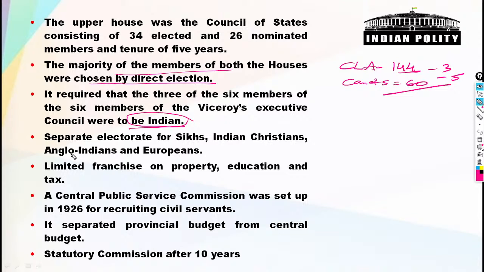Then, like the Morley-Minto Act or the Indian Councils Act 1909, it also extended the electorate system to Sikhs, Indian Christians, Anglo-Indians and Europeans. It is an enlargement of, what? Enlargement of the separate electorate system.